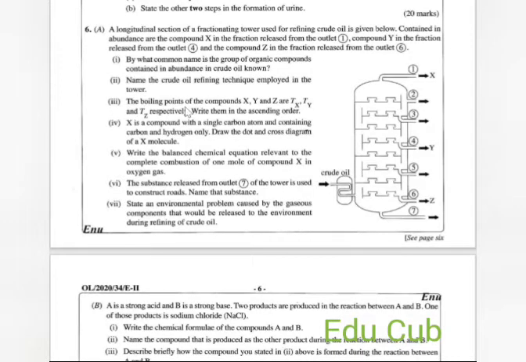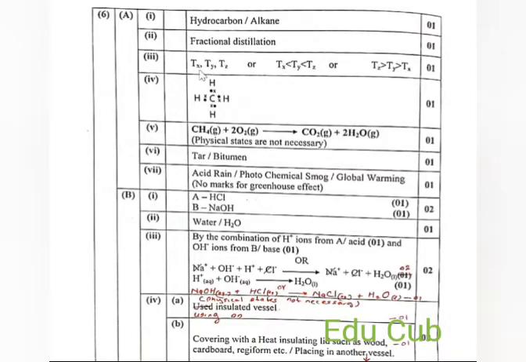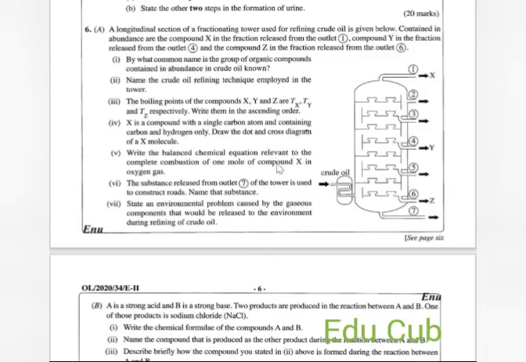Third one, the boiling points of compounds X, Y and Z are Tx, Ty and Tz respectively. Write them in ascending order. Let's see. Here you can write in three methods. For ascending order, you can use a comma, or the greater than or less than mark. Here Tx, then Ty, then Tz. You can write it in those two methods also. It's very simple if you write it the first way.